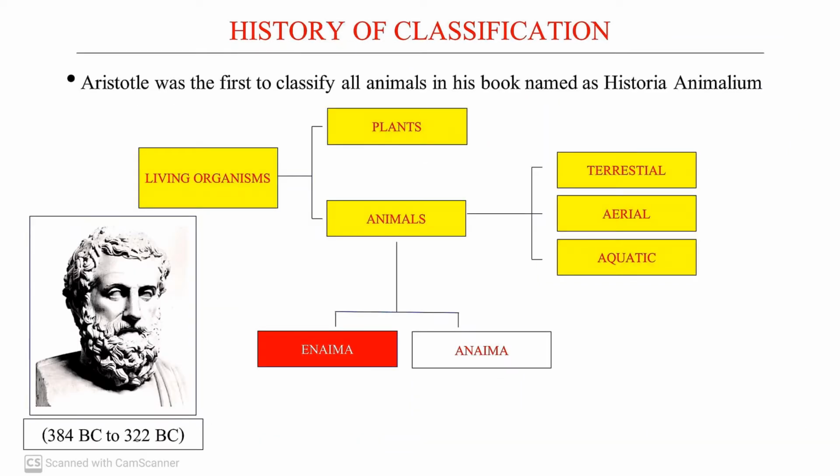This is a chart which clearly shows how in the period of Aristotle he classified the living organisms, and he wrote how he has classified in his book called Historia Animalium. So the living organisms, he classified them into two, plants and animals, and animals are further classified into terrestrial, aerial, and aquatic according to the living area. Animals are of two types, Enaima and Anaima.